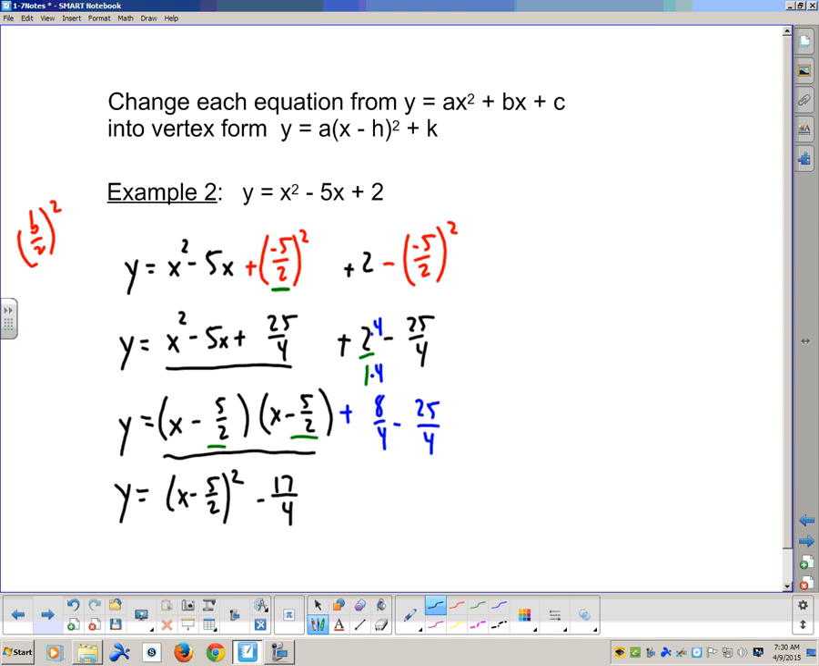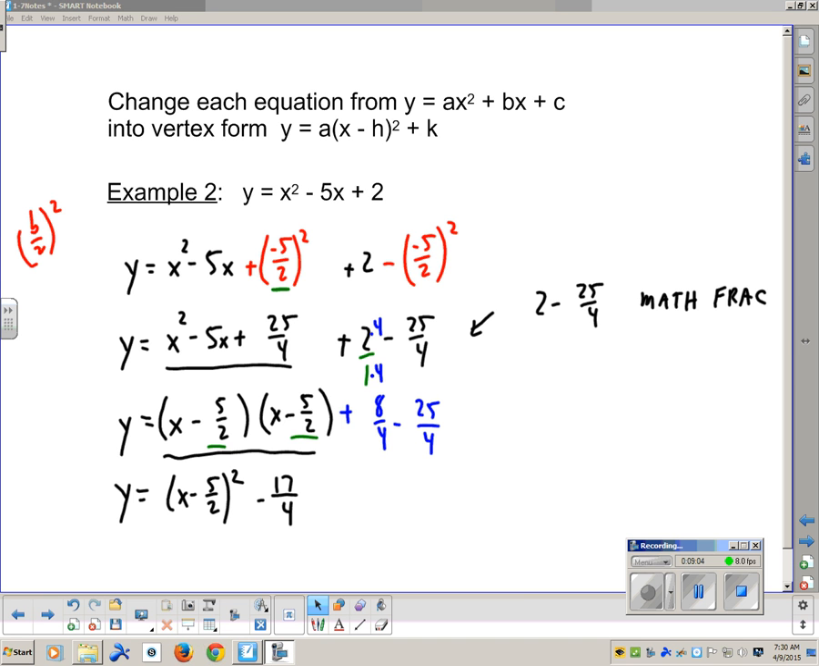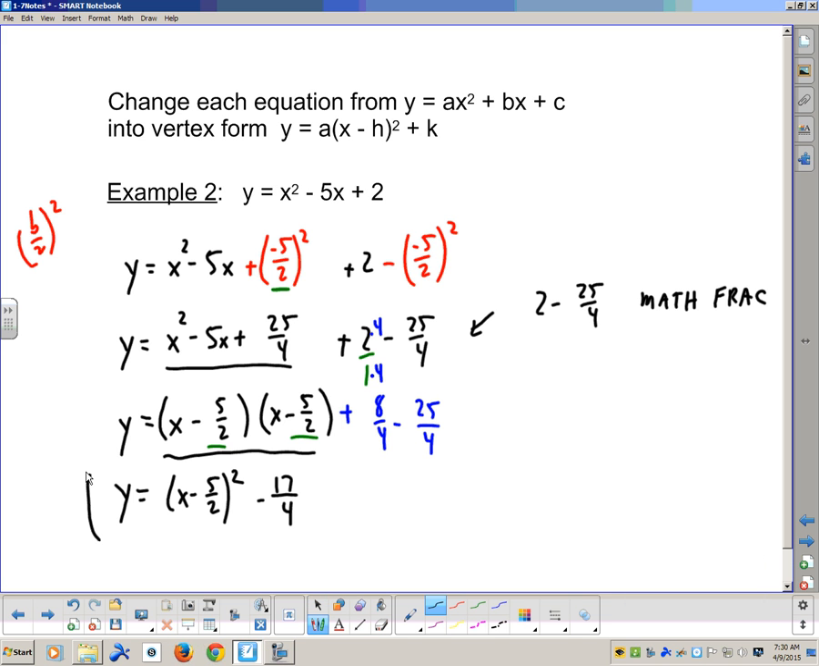Or those of you who like to do this, you might put this in the calculator and go 2 minus 25 fourths, and then hit that math frac button if you've got the TI-84s or 83s, and it'll tell you that it's negative 17 fourths. So there it is in vertex form. All right.